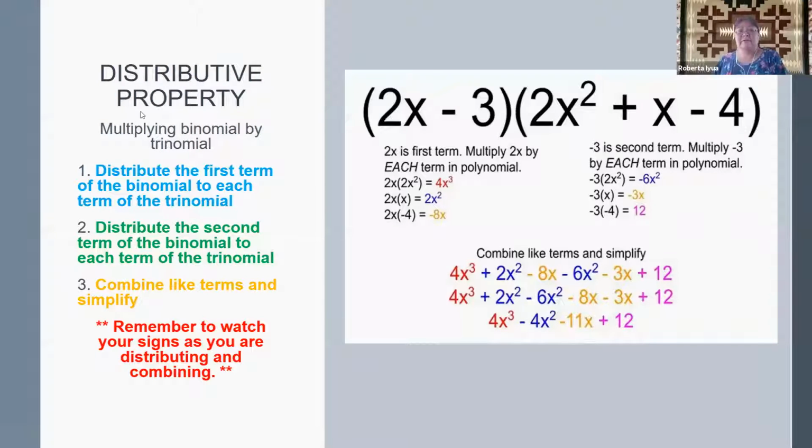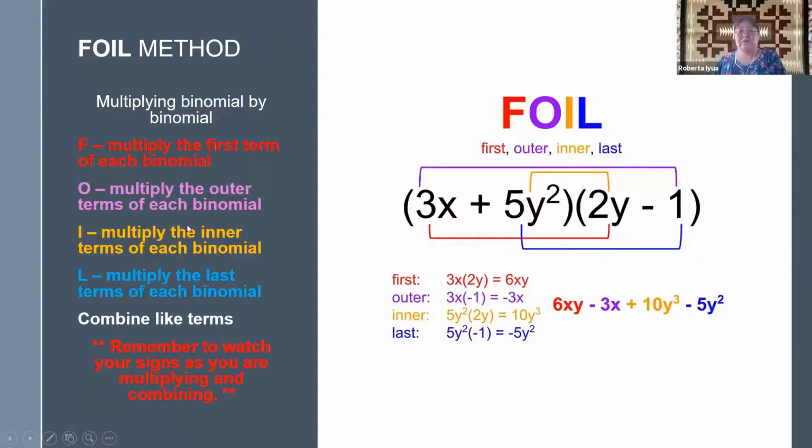FOIL method. This is when you're multiplying a binomial by a binomial. In the FOIL method, F means to multiply the first term of each binomial. So 3x plus 5y squared is the first binomial. Your second binomial is the 2y minus 1. For F, we will be multiplying 3x and 2y. O means to multiply the outer terms of each binomial, which will be 3x times negative 1.